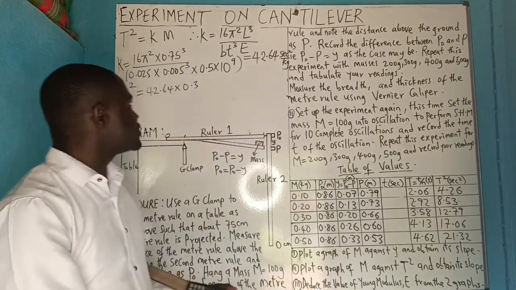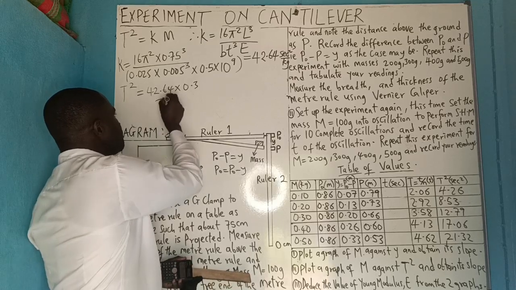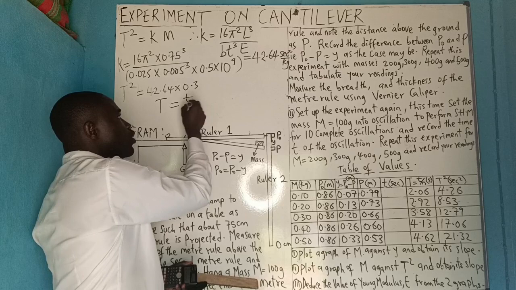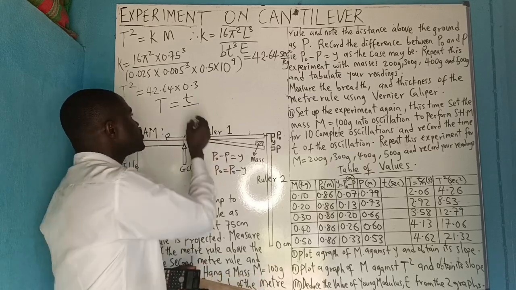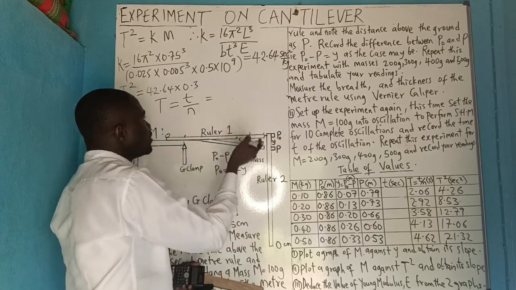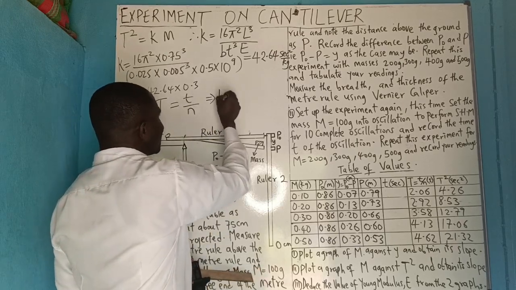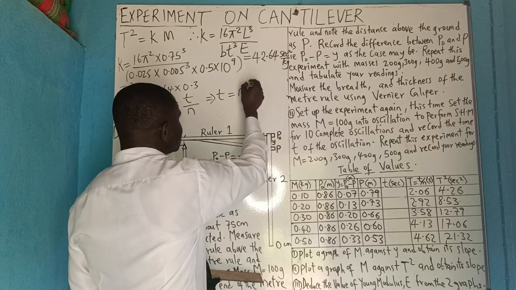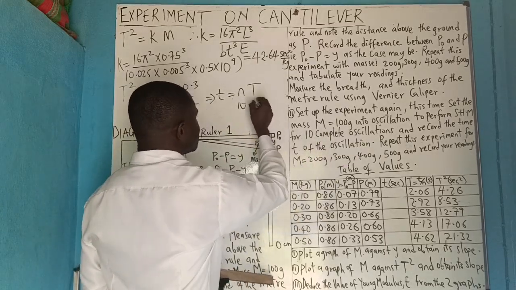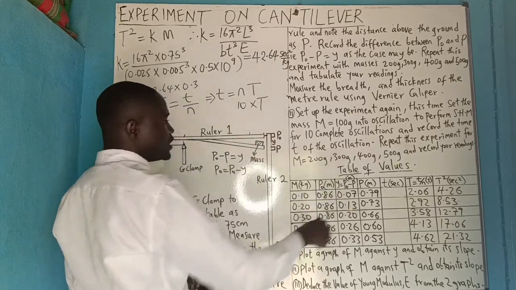How do we get our T? Remember that your period is equal to the time it takes to complete the given number of oscillations or cycles. And so the time given is what we have to look for. It implies that T is equal to n times t, where n is 10 complete oscillations, times each of these t you have.